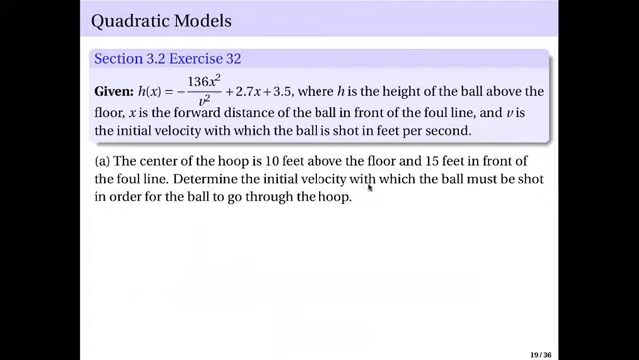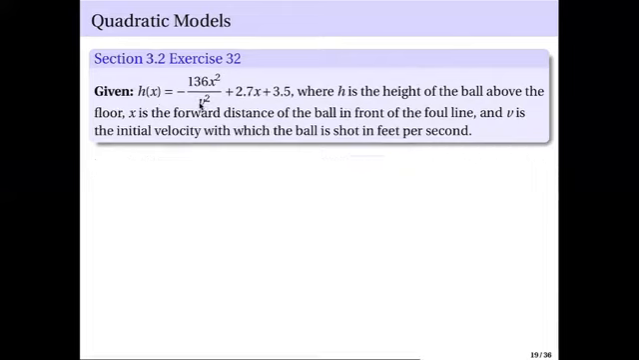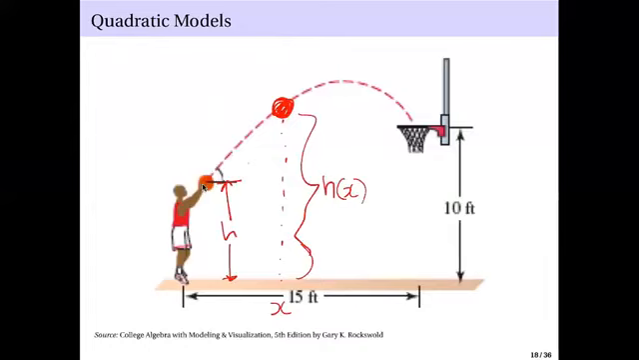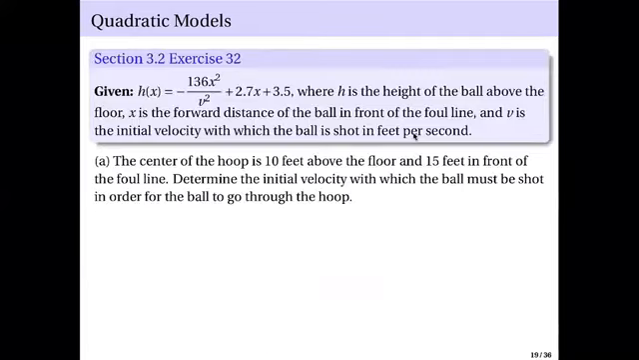Determine the initial velocity with which the ball must be shot in order for the ball to go through the hoop. So we want to calculate this v, so that the ball going to the center of the hoop will shoot inside that ring. We want to solve for that initial velocity.